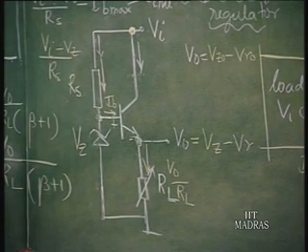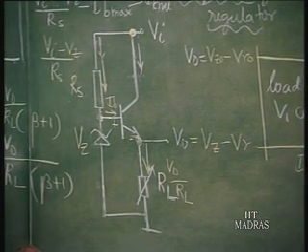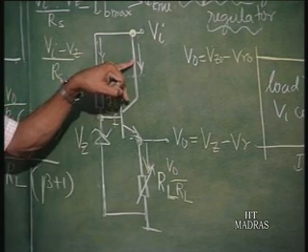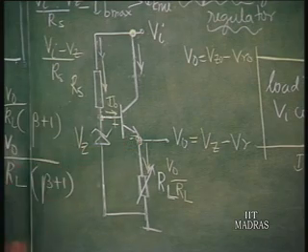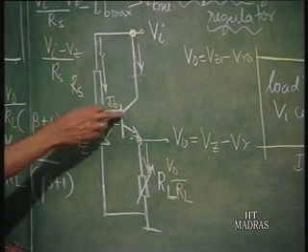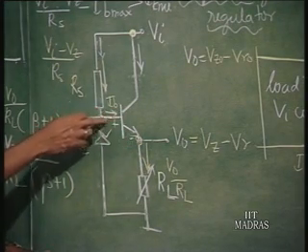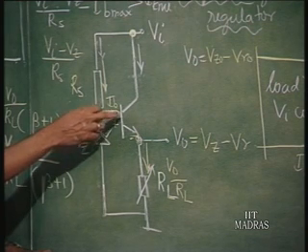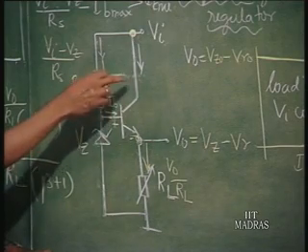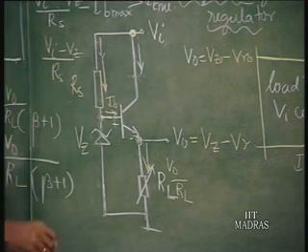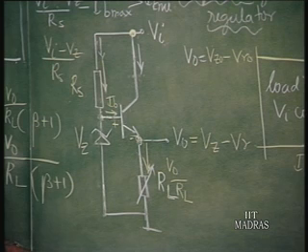It is h_rb, which is of the order of 10 to the power minus 4 or so, that determines, when I excite the collector by means of a voltage, how much it transmits to the emitter. So, you have the base resistance divided by base resistance plus the collector to base resistance. Collector to base resistance is very high. So, it is of the order of 10 to the power minus 4 to minus 5.